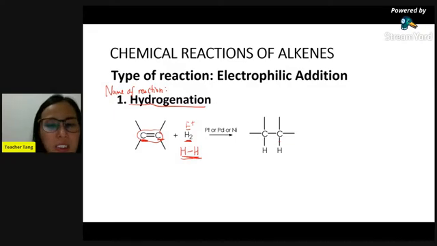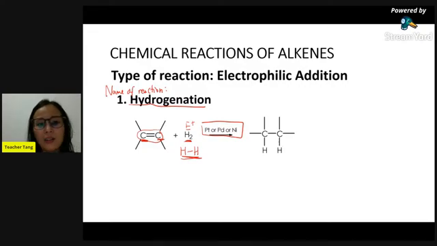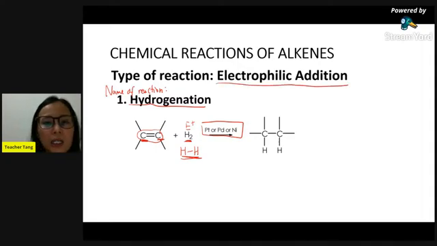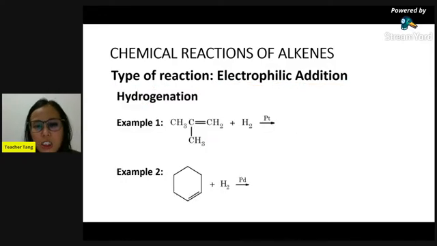Hydrogenation requires the presence of a catalyst, palladium, platinum or nickel, to do the hydrogenation reaction. But it is still an electrophilic addition type of reaction. The electrophile now is hydrogen, that's why the name of the reaction is hydrogenation.